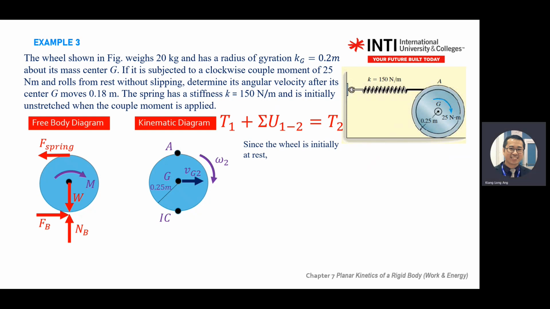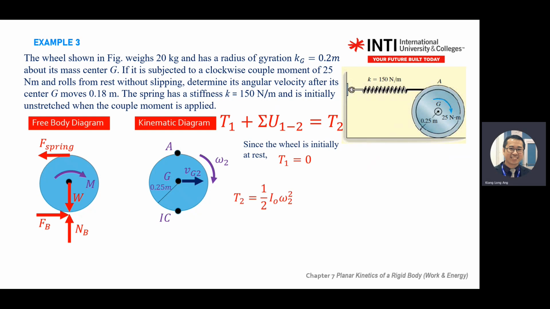So you use kinetic plus work equals kinetic. It starts from rest, so no kinetic energy. Remember to write T1 equals 0. If you don't write this, no marks for your T1, even though in the next step you write 0 here, I don't give you marks.